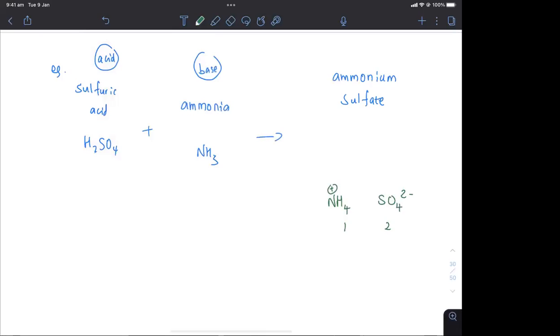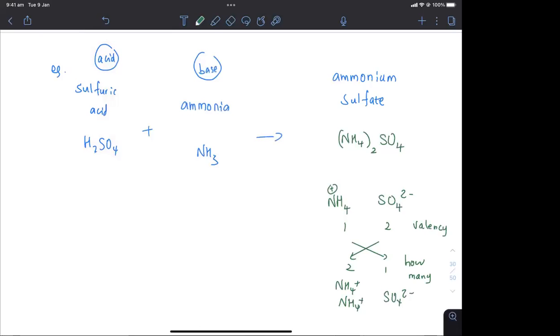Now 1 and 2, your job is to cancel out the charges. This is the valency from the charges. How many of the ions you need is what happens when you do the lowest common multiple or when you cross multiply the charges. So the formula is going to be 2 of the ammonium ions and 1 of the sulfate, ammonium sulfate. They'd like to ask you the percentage content of nitrogen. That was from Year 9 mole calculation. Make sure you can do the Mr. Make sure you can do 2 times 14 divided by the Mr times 100%.